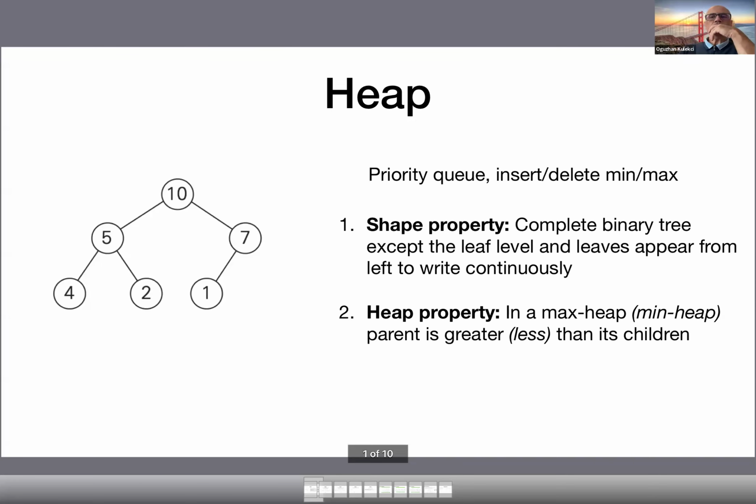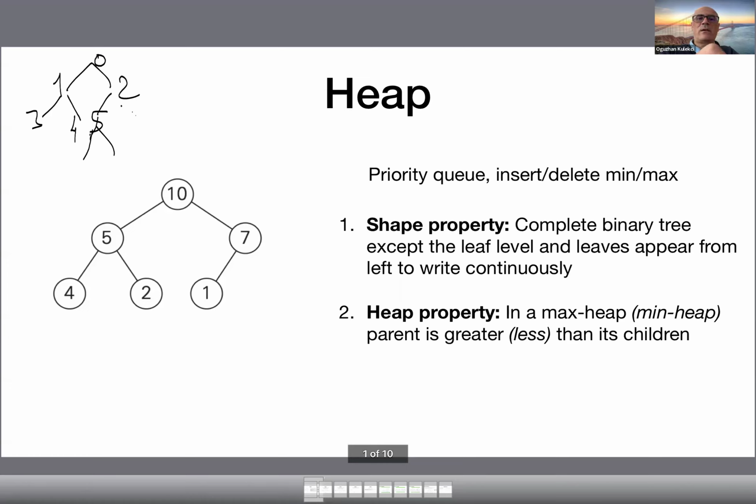So, before starting the discussions about the heap, I would like to remind you how you can represent a binary tree. Remember that if I have a binary tree, what I could do is represent this with an array. How I do it: if this is my binary tree, the root is 0, then 1, 2, 3, 4, and here it is 5.